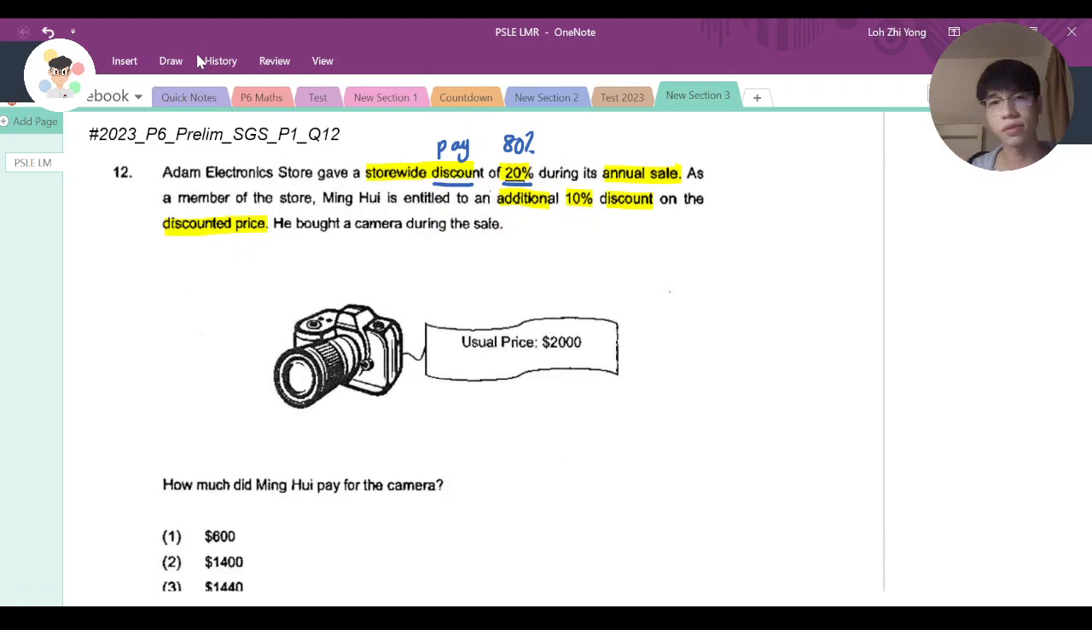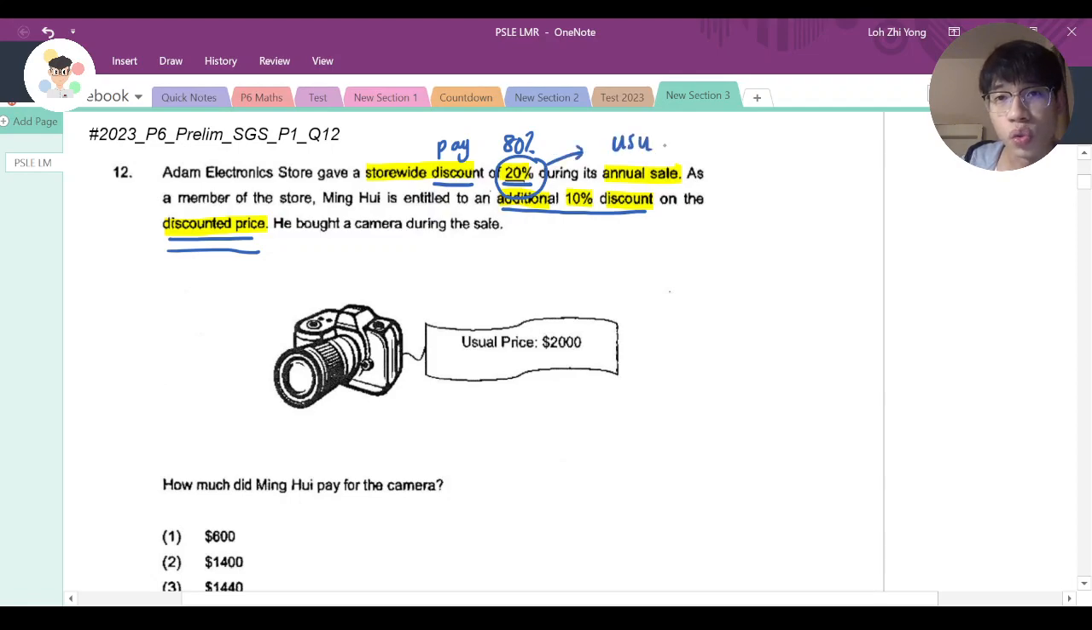Together 30% discount. Is it a correct idea? No, sorry, it's not. Why? Because, key point here, additional 10% discount on the discounted price. Now, you need to understand what the discounted price is. It is after the first 20% discount, I got the discounted price. Then, based on the discounted price, I have another price. So in conclusion, this 20% discount is based on the usual price. But this 10% discount is based on the discounted price. So it's a big difference here.